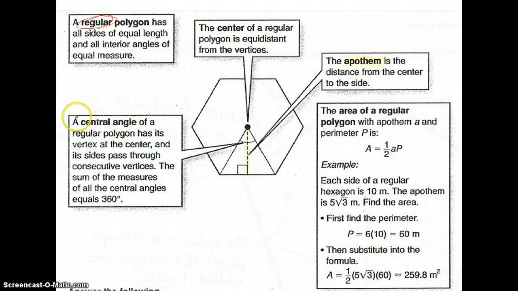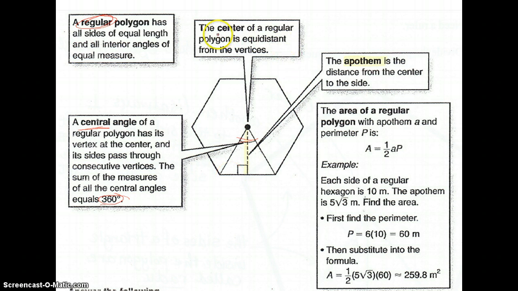Another word to recall would be our central angle. Central meaning the center, so the vertex is at the center of our polygon. We'll see the central angle marked here. A central angle of a regular polygon has its vertex at the center, and its sides pass through the consecutive vertices, consecutive meaning one right after another. And then the sum of all those central angle measures will be 360 degrees. So just a little bit of review there.